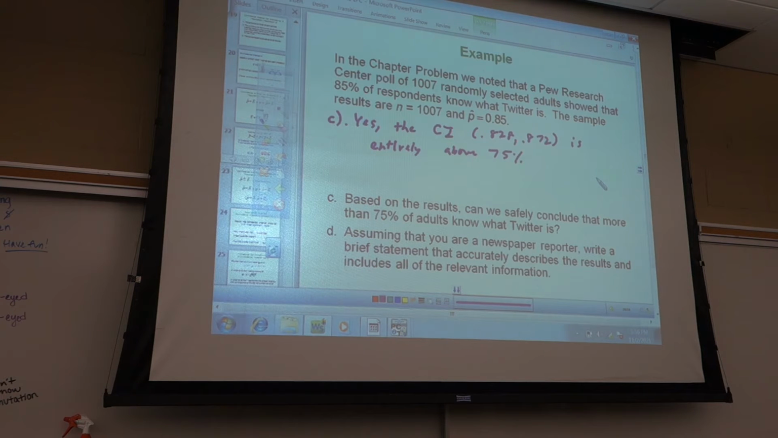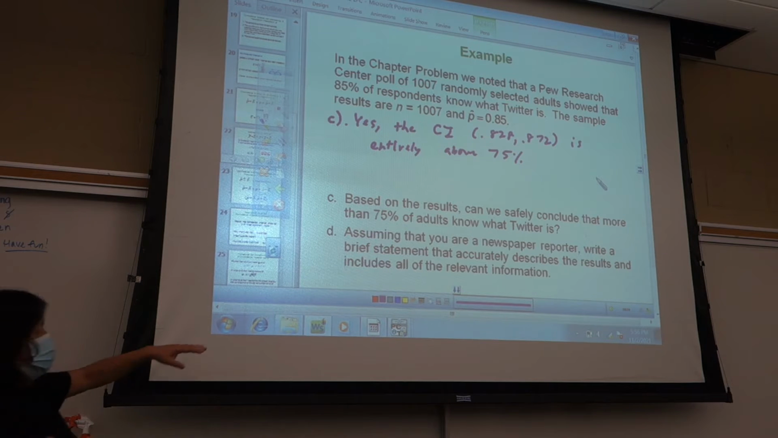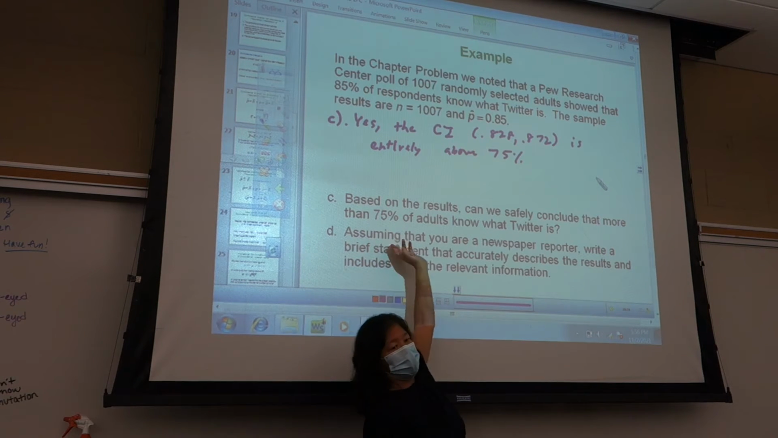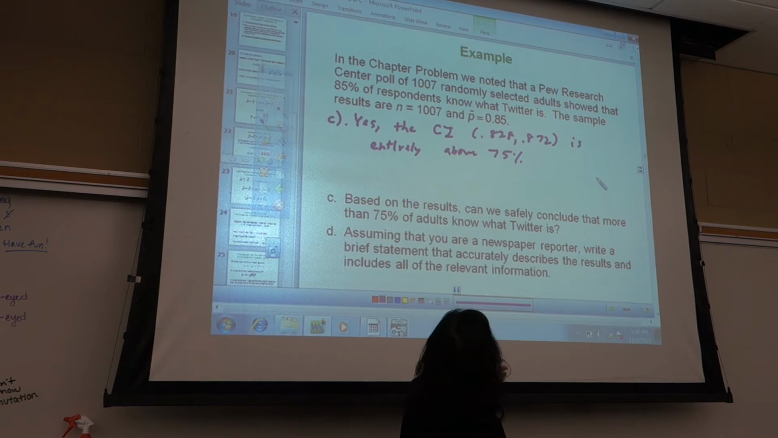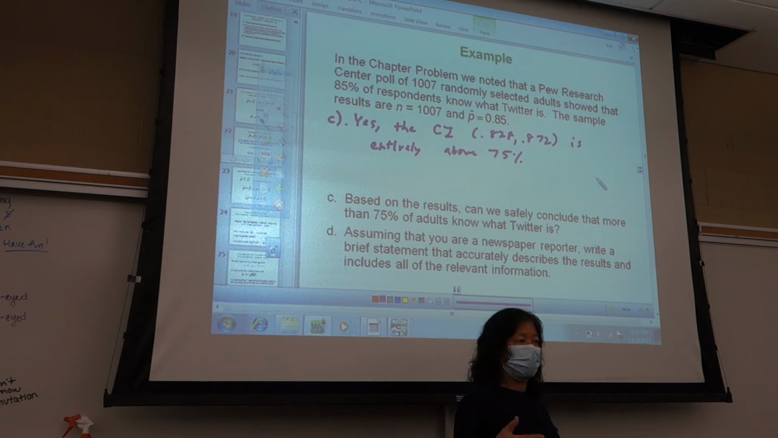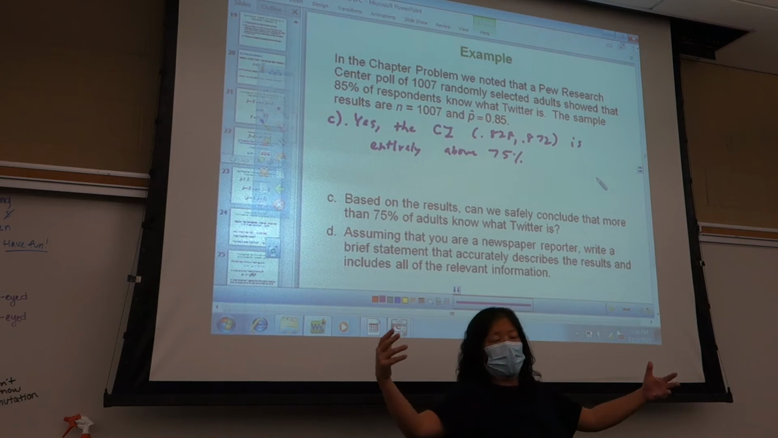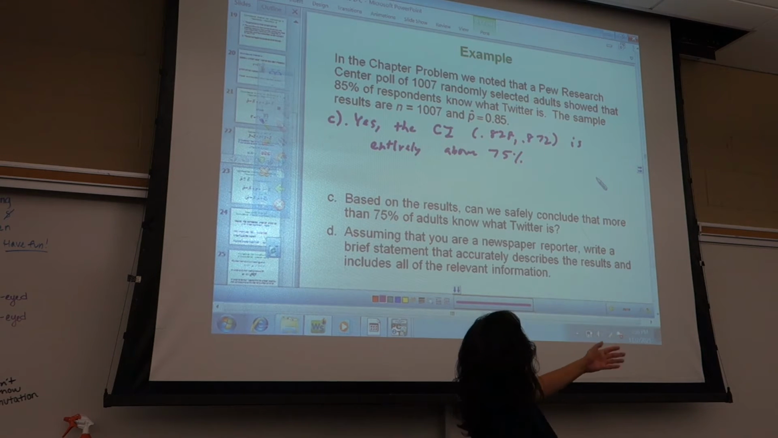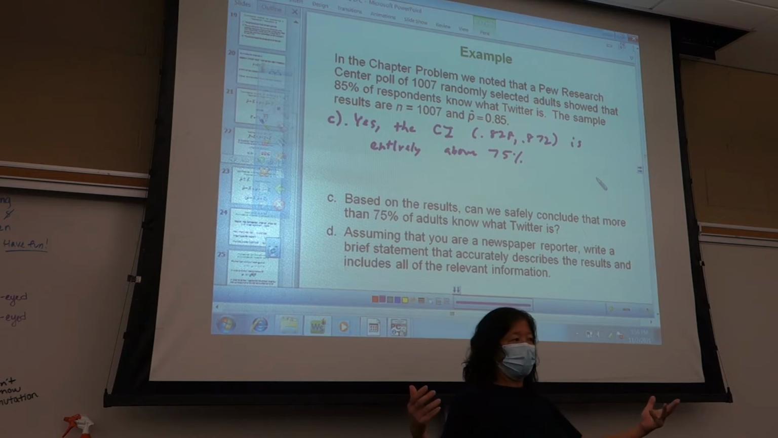Does that make sense? Since my confidence interval range is entirely above 75%, then I would say definitely it's above 75%. I can even say I think it's above 82%. Does that make sense, what we're saying? My range should be between 82.8% and 87.2%. So definitely more than 75%.